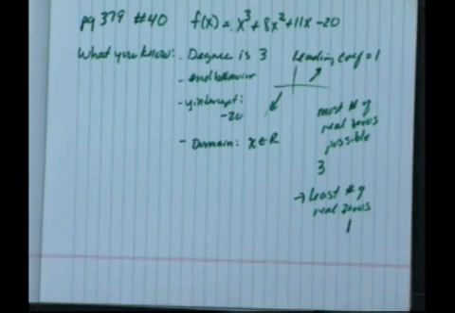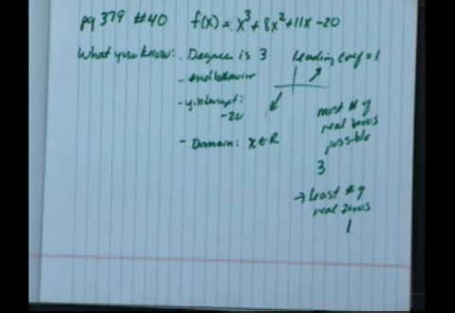It's going to have 2 turning points. It can have at most 2 turning points. Absolutely. Very good. Okay, anything else? X-intercepts. That's what we're going to look for.